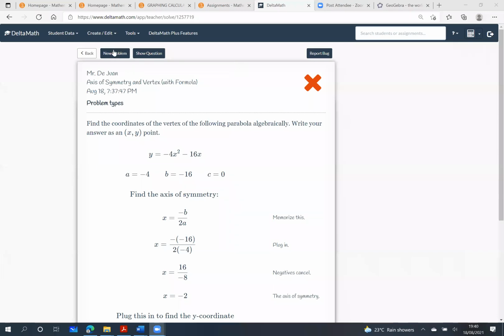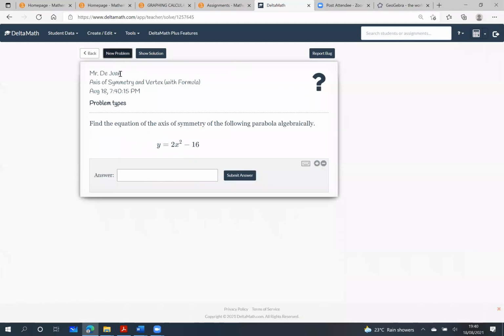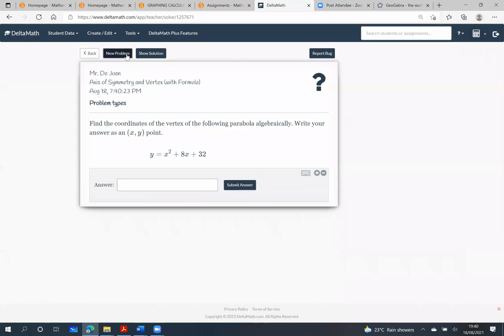Okay, we're going to punish ourselves with another question. Here we go. Find the equation. We're going to do the same vertex one because we just did axis of symmetry. Do not do these fast. I'm trying to do these fast. This is not the way to do this.